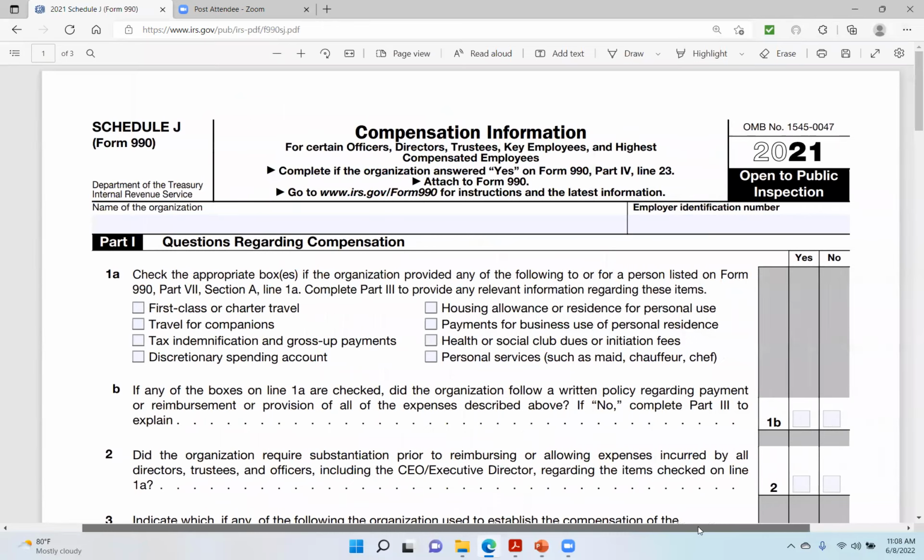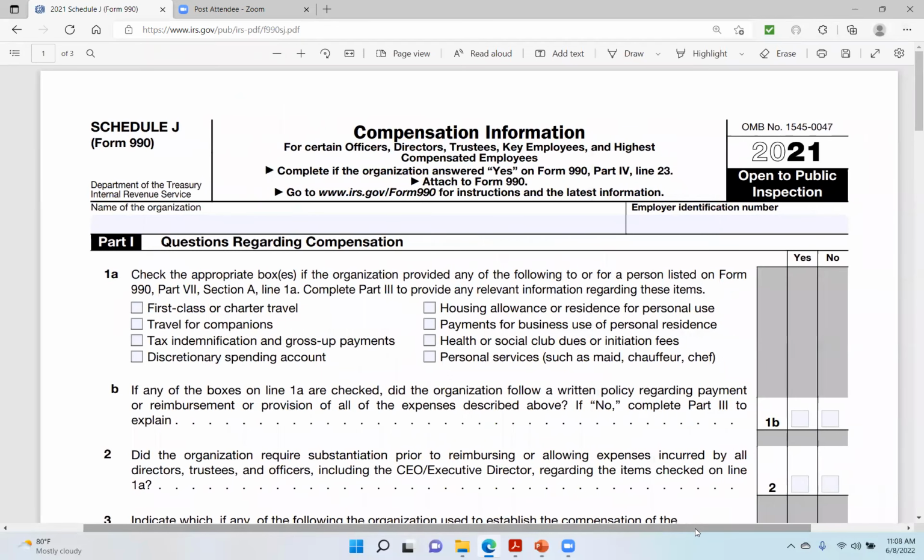So again, if the accountant that completed the Form 990 information return for the Black Lives Matter Global Network Foundation indicated that they included the Schedule J, then it would be here, right? This is what it would look like. So compensation information for certain officers, directors, trustees, key employees, and highest compensated employees. And then always note on the right side, open to public inspection. Now, of course, the one that they created will have the year 2020, not the year 2021. But again, the IRS provides the current version.